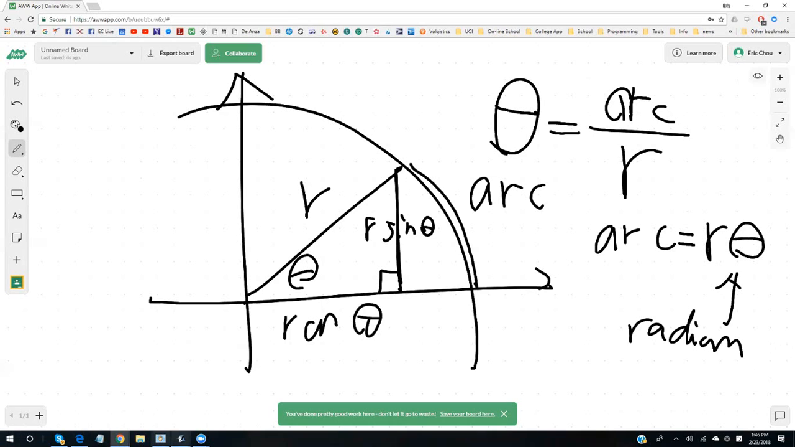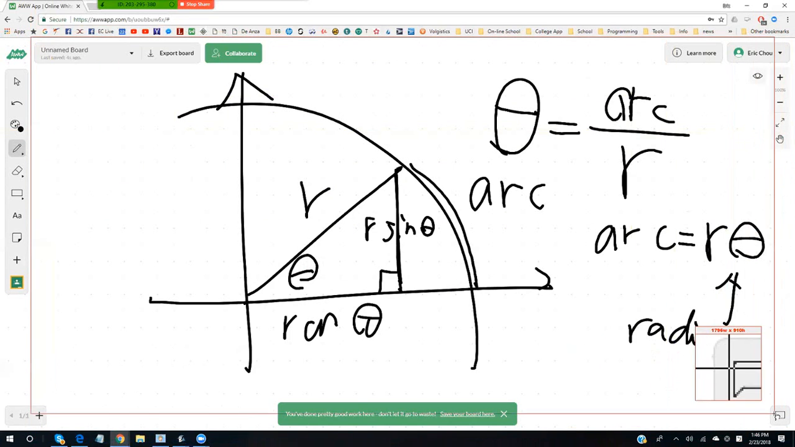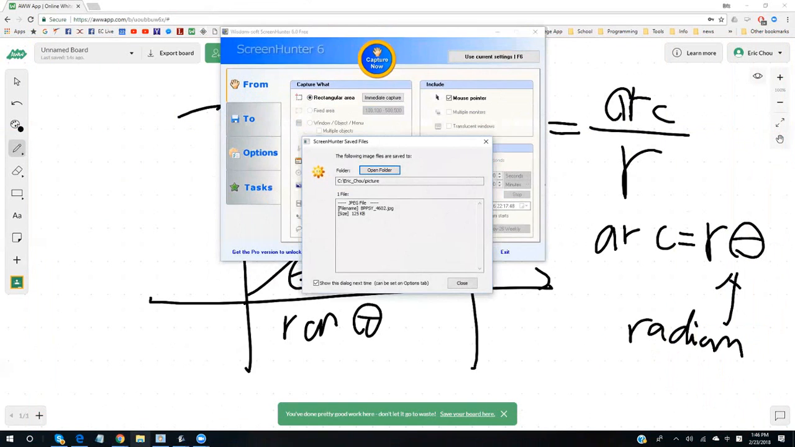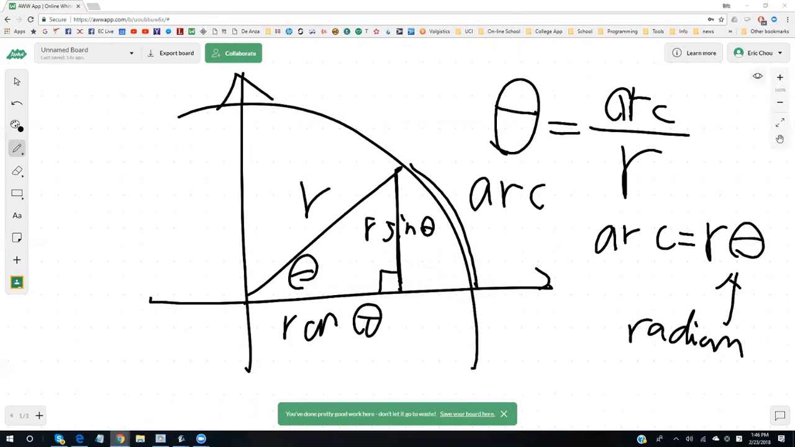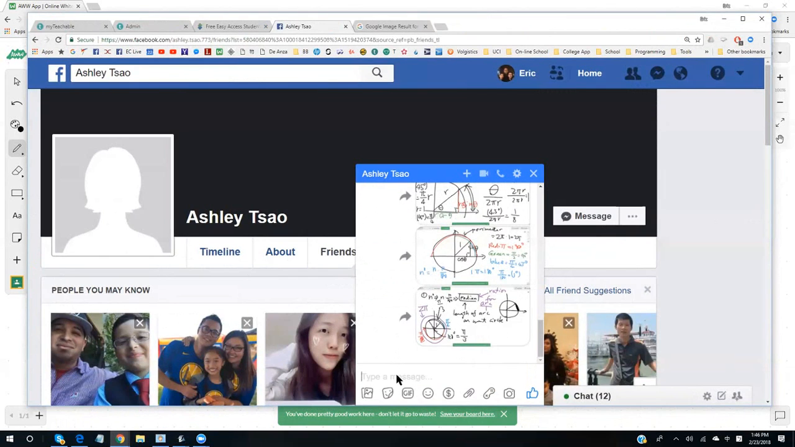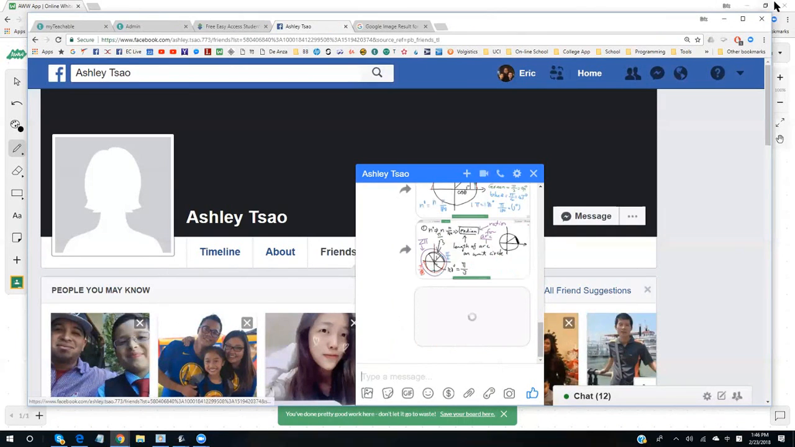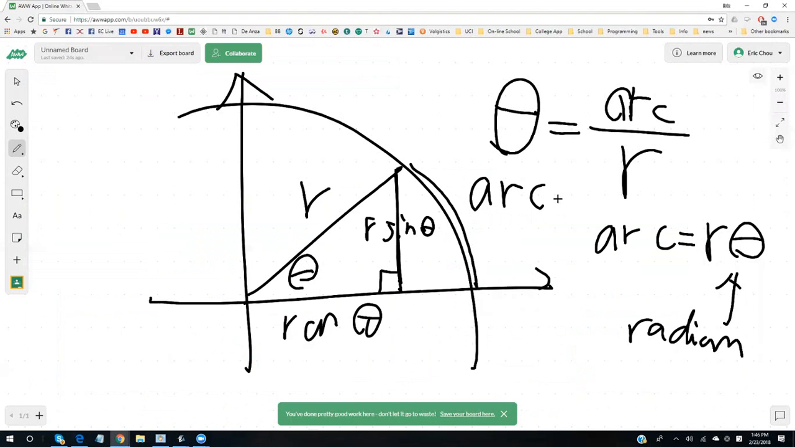Okay, I don't want to make this chart too heavy, so just take a picture. This one's very important. Try to understand it, and let me know if you're still not able to understand it. I think I understand it. So the ratio, theta itself, is actually the arc divided by R. So this arc length is actually R times theta.